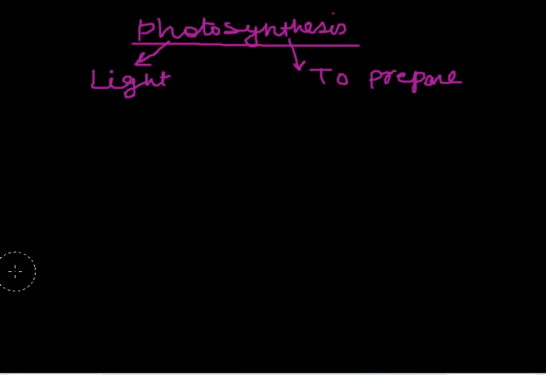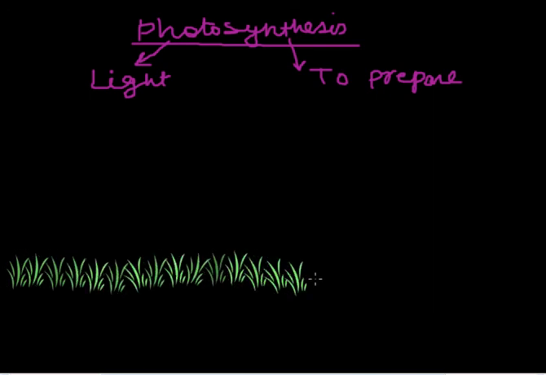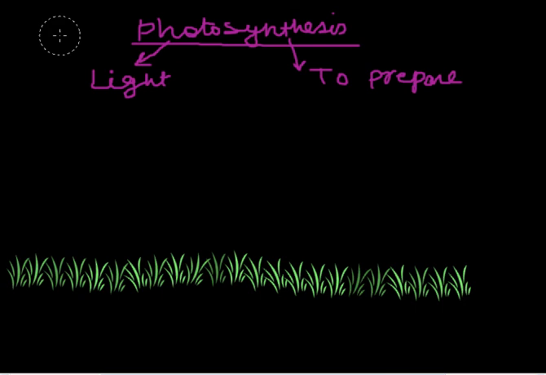Photosynthesis occurs in green plants for synthesis of food. Means plants can synthesize their own food by photosynthesis. So plants are also called autotrophs. Auto means self, troph means food. Means self food synthesizing entity.